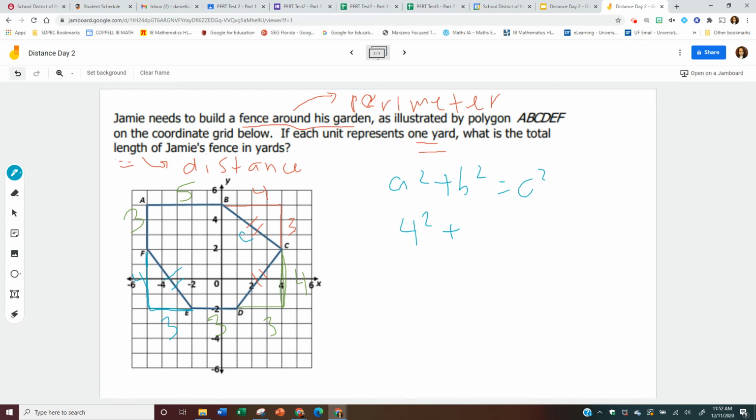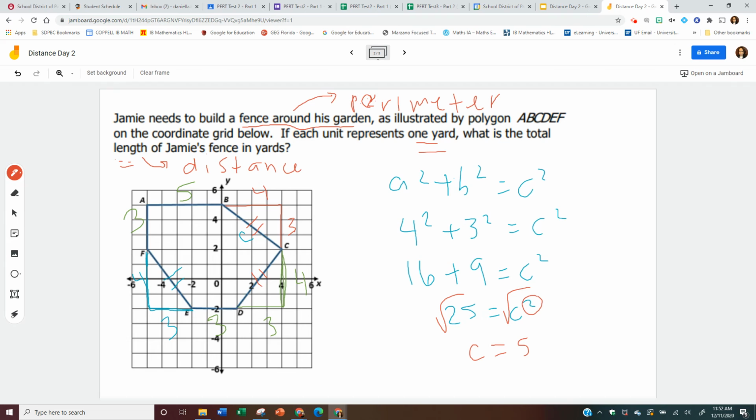4 squared plus 3 squared equals c squared. 4 squared is 16. 3 squared is 9. Add those two together, I get 25 is equal to c squared. Because I want to cancel out this squared right here, I'm going to square root both sides. And the square root of 25 is actually a perfect square. The square root of 25 is 5.